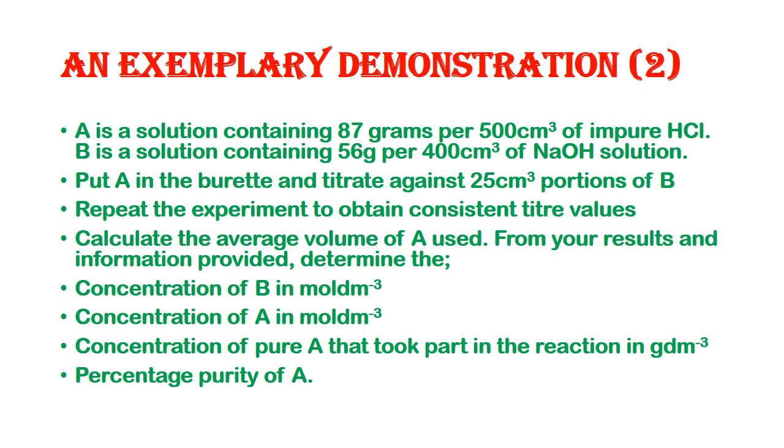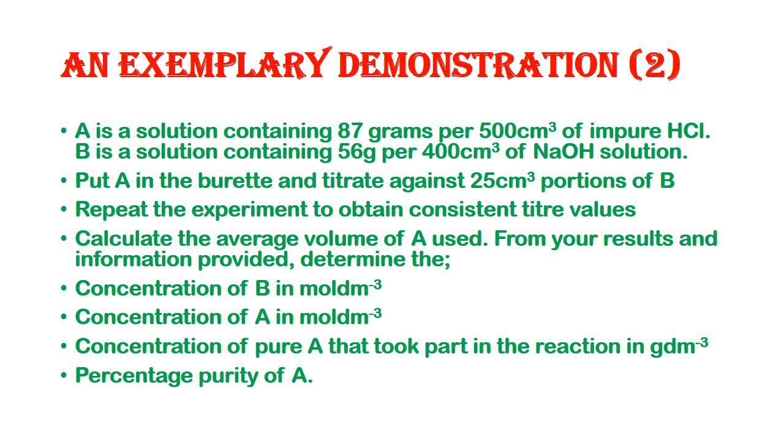And so only the amount that reacts will be true for the calculations. Do you understand? So then I say put A in the burette and titrate against 25 centimeter cube portions of B. Repeat the experiment to obtain consistent titer values. Calculate the average volume of A used. From your results and information provided, determine the concentration of B in mole per dm cube.